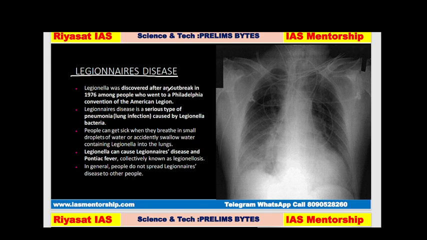This was discovered after an outbreak in 1976 among people who went to the Philadelphia convention of the American Legion. What type of disease is it? It is a type of serious pneumonia caused by Legionella bacteria. Remember, this is not caused by a virus but by bacteria, and Legionella bacteria cause pneumonia. Okay. People can get sick when they breathe in small droplets of water containing Legionella. Okay. So you need to know this.